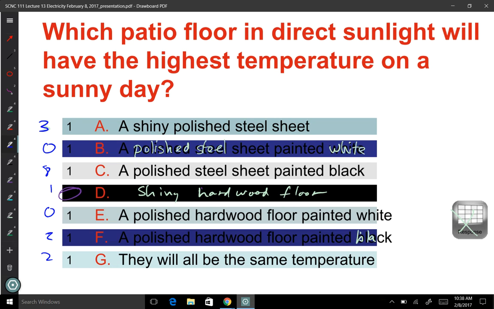Shiny metal. Black. Okay, so black absorbs the best. So the two black options are going to be receiving the most radiation. Now, as Maggie said, the hardwood floor, assuming it's dark, is also going to receive a lot. The hardwood that is shiny would also receive a lot, but probably not as much as the two black painted ones.